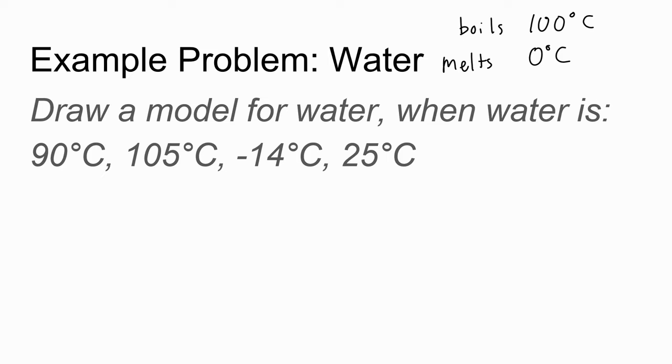All right, let's go through these. So at 90 degrees Celsius, what phase will water be? Okay, liquid. And I would probably draw something like this, where my water is close together but disordered.